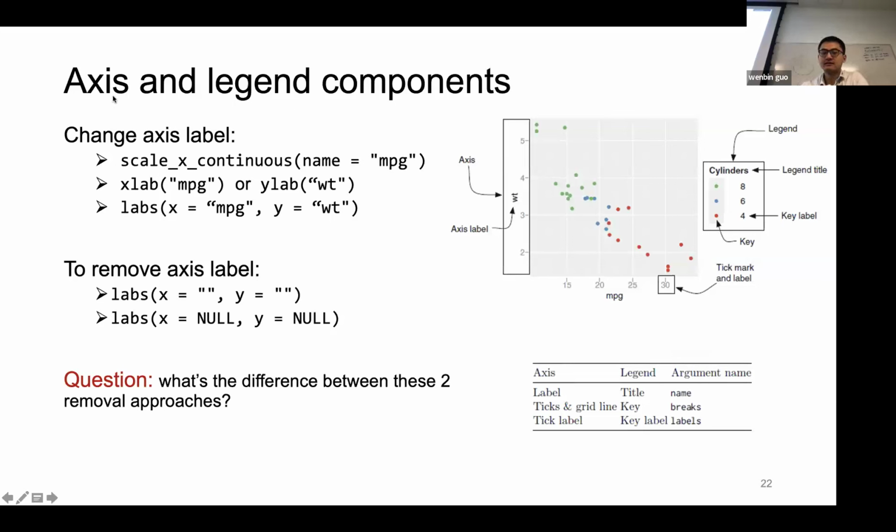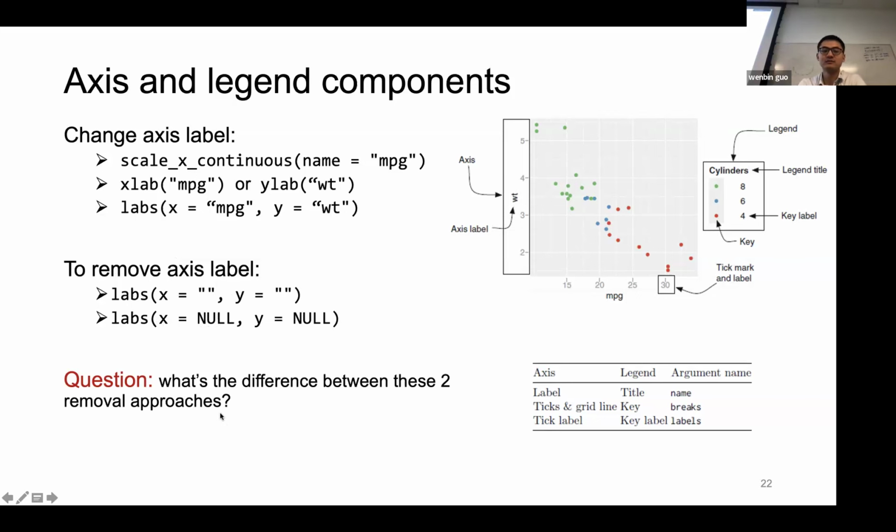So for the axis title and also the legend, we can change the label using scale_x_continuous by specifying the name, which is what we learned yesterday. And specifically, we can also use xlab or ylab to change the labels of different axes. And another way is to use labs specifying x and y. So this will also change the name. And to remove the axis label, we can simply assign an empty string, or we can assign NULL. So basically, these two will remove the mpg or wt in this plot.